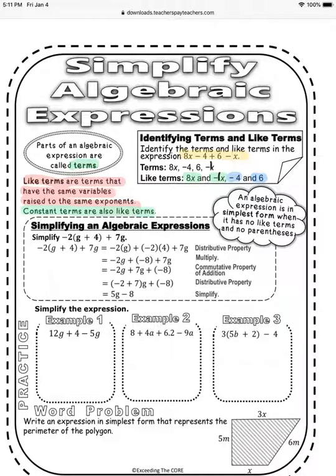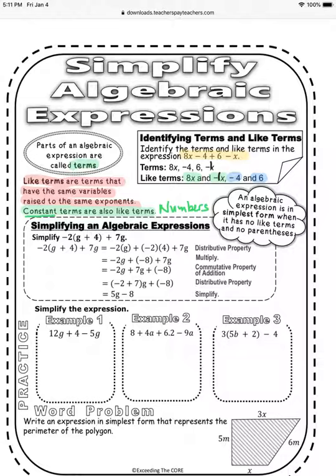Constant terms are also like terms. Again, constant terms are just plain old numbers. So when you see the word constant, we're looking for a plain old number. These are numbers without variables. So I'm going to write numbers there.